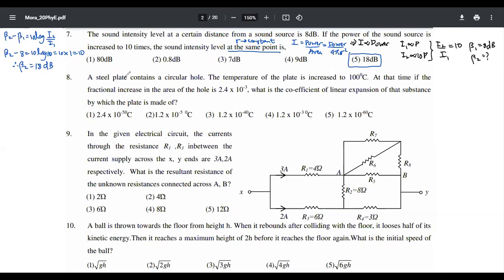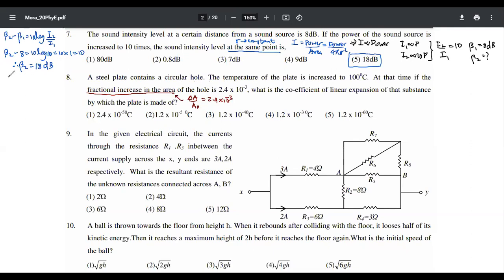A steel plate contains a circular hole. The temperature of the plate is increased to 100 degrees Celsius. At that time, if the fractional increase of area of the hole is 2.4 into 10 to the minus 3, what is the coefficient of linear expansion of the substance of which the plate is made? Guys, fractional increase in the area, what is that? That is delta A over A, and that is given by 2.4 into 10 to the power minus 3. Okay, right. How do you handle this?